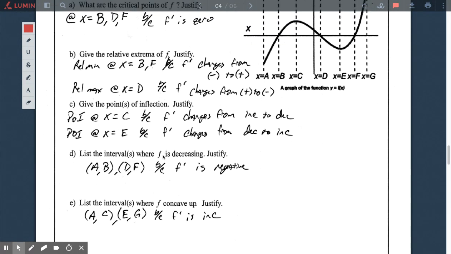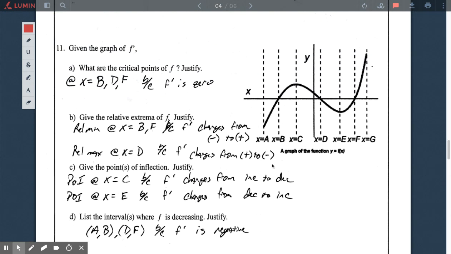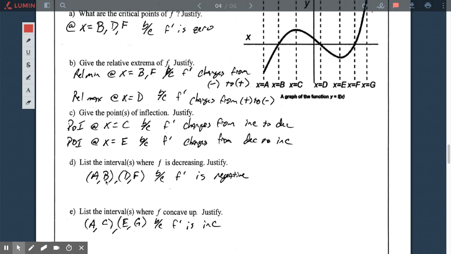We want intervals where f is decreasing. f is going to be decreasing where f prime is negative. So f prime is negative right here between A and B, and it's also negative between D and F. So that's why we chose A and B and D and F.